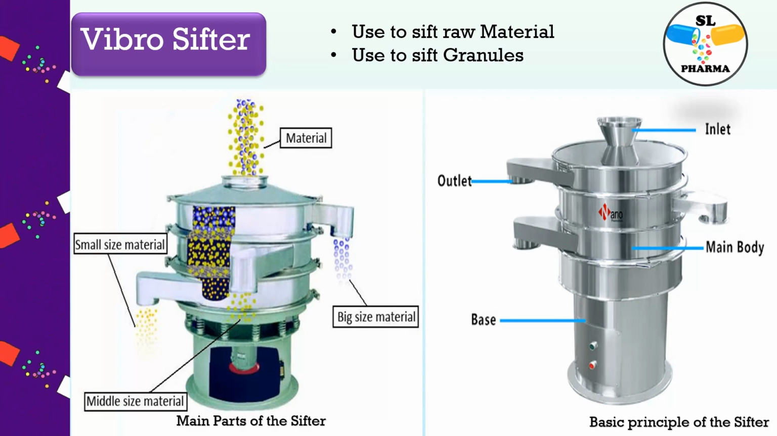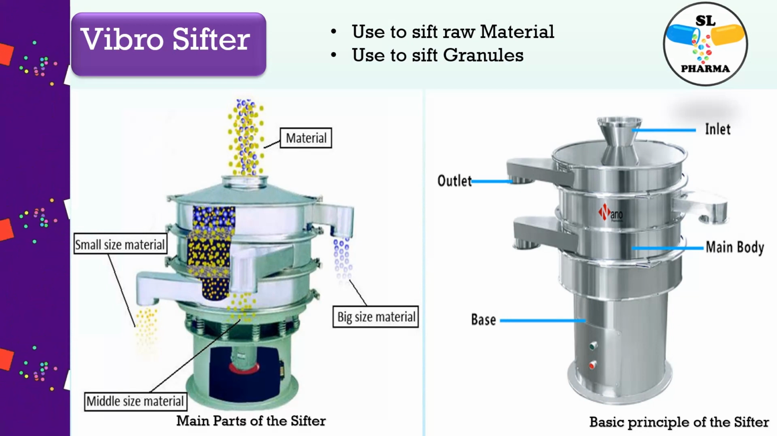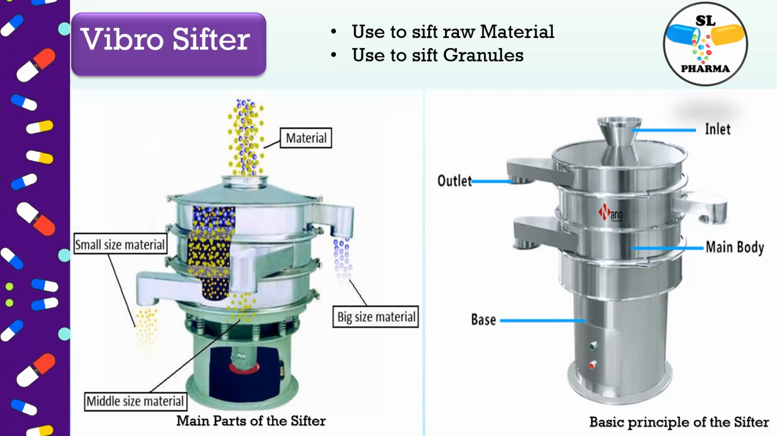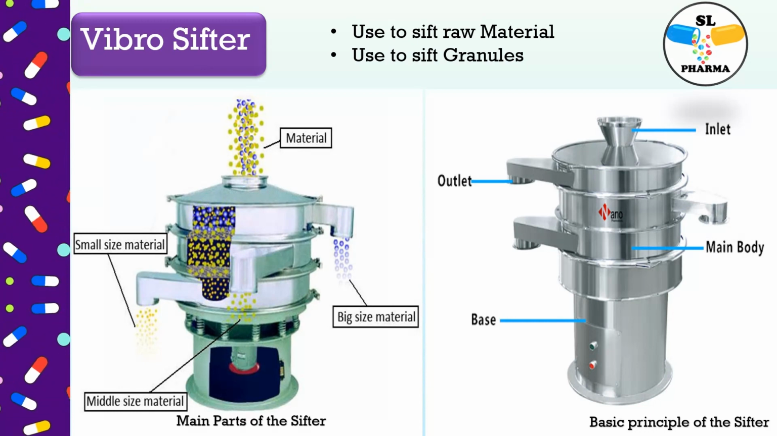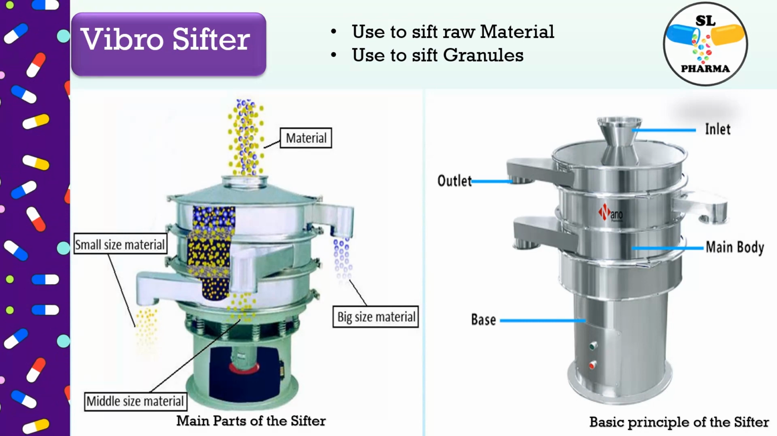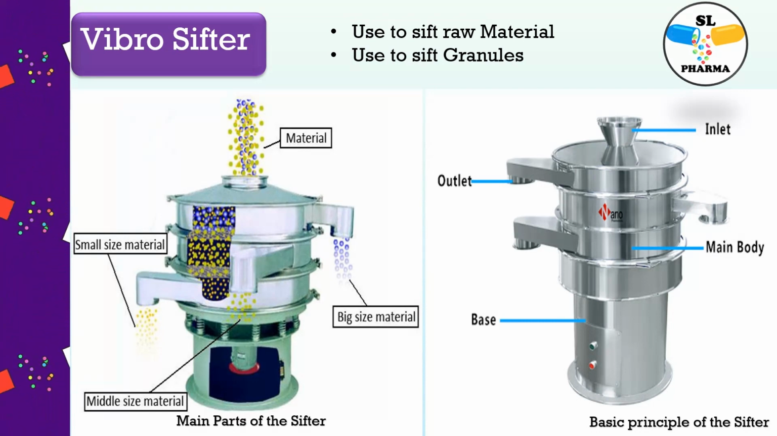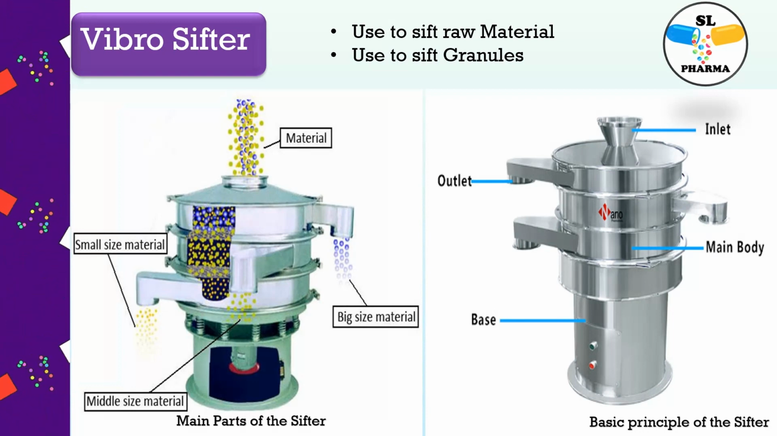When the machine is turned on, the motor generates vibrations in the screening surface, which is usually a mesh or sieve. Then screening. The vibratory motion of the machine causes the material to move and stratify on the screen. Particles smaller than the openings in the mesh pass through the screen, while larger particles are retained.